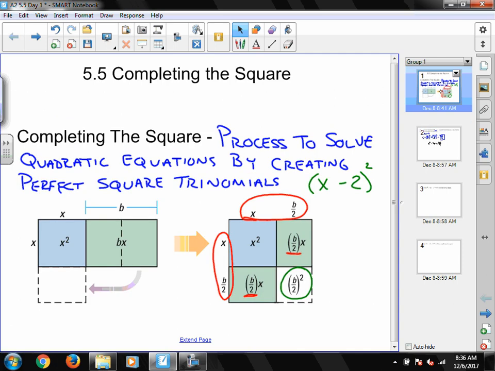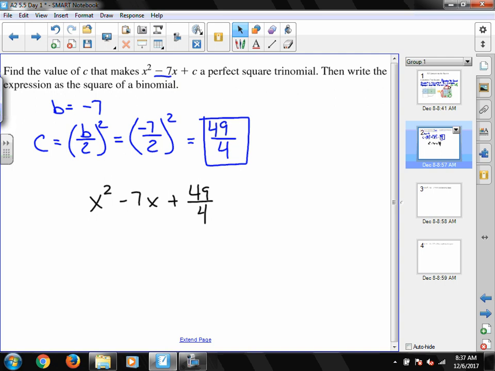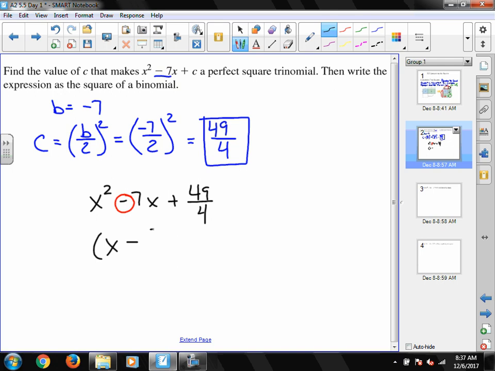Now, if we look back at our box here, we have x and b over 2 on both sides. So that means that this number here that I'm talking about, the perfect square binomial, is going to be b over 2. So if I am going to break this down, this is going to break down into x, and how you determine your sign is always right there, minus 7 over 2 squared.